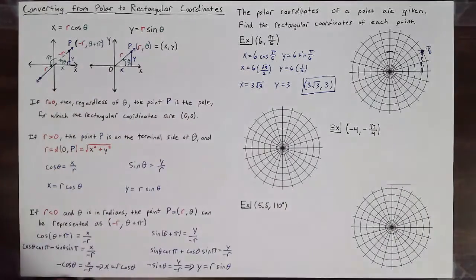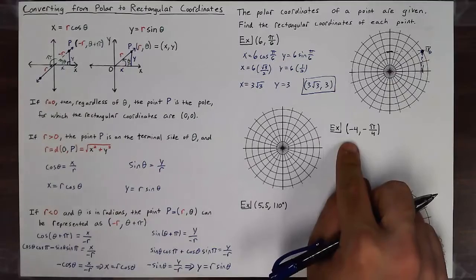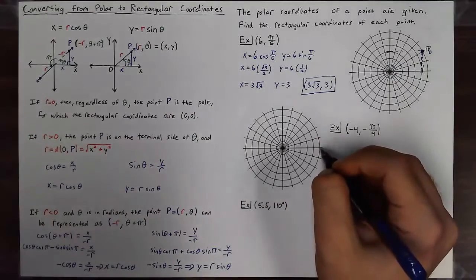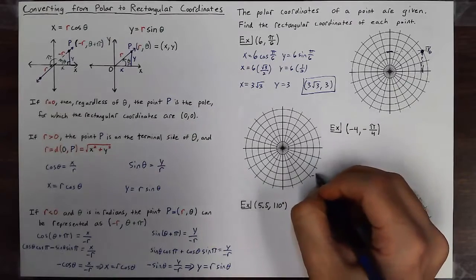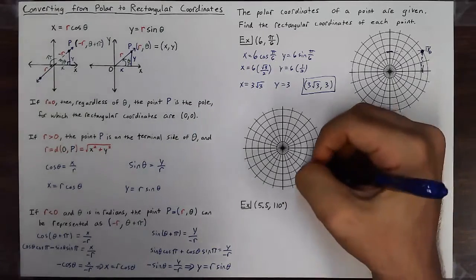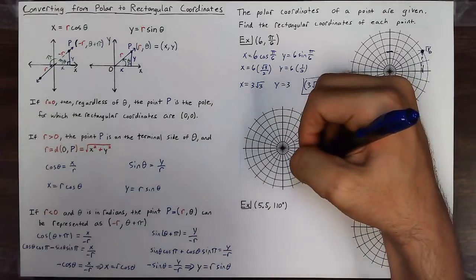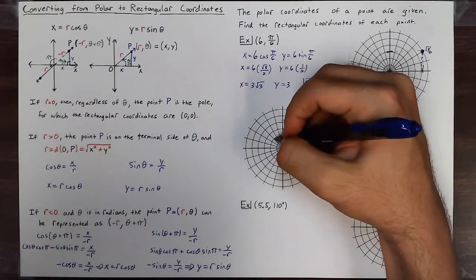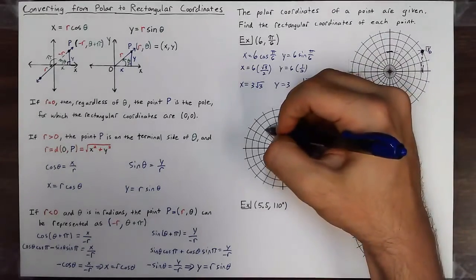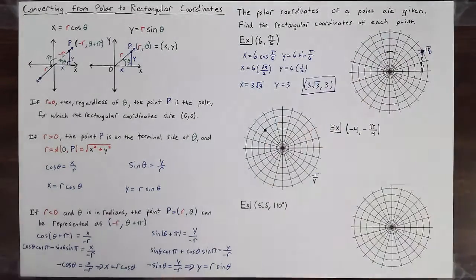Now let's try another example. Now we have a negative radius. So if I have negative pi over 4, which is rotating downwards 3 tick marks, it's a negative pi over 4. And then negative radius means doubling back. So 1, 2, 3, 4. That's where my point would be.